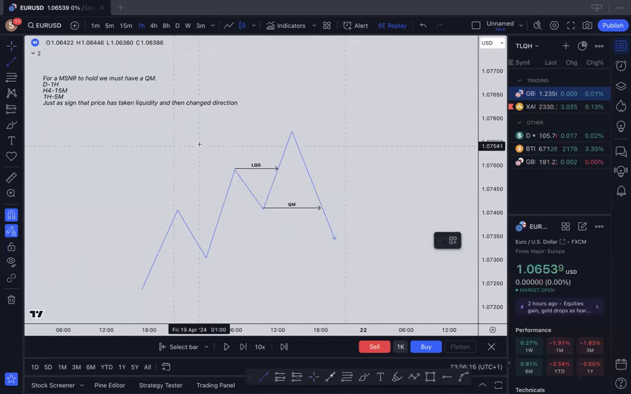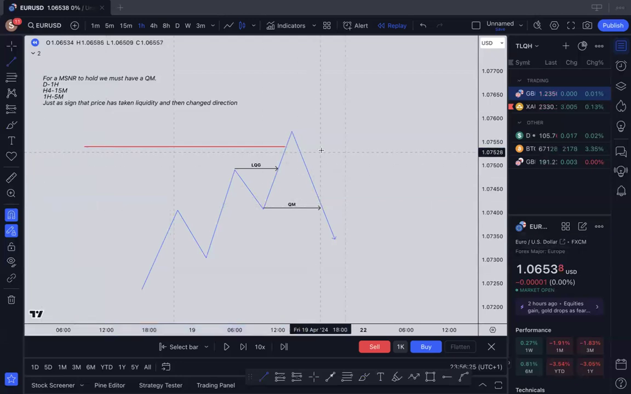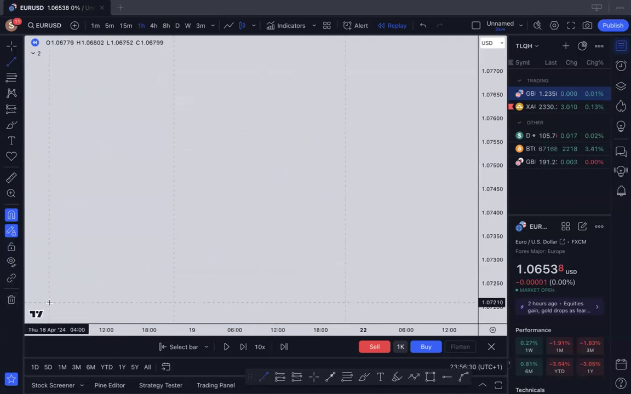So when are we actually looking for this? Well, we're looking for it when we tap into an MSNR level. So say, for example, we're on the H4, we would be looking for a 15-minute QM. So now let's have a look at some examples.